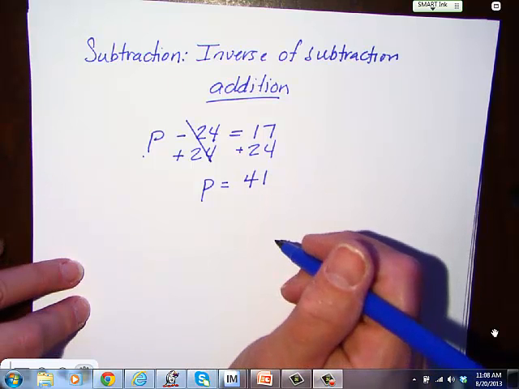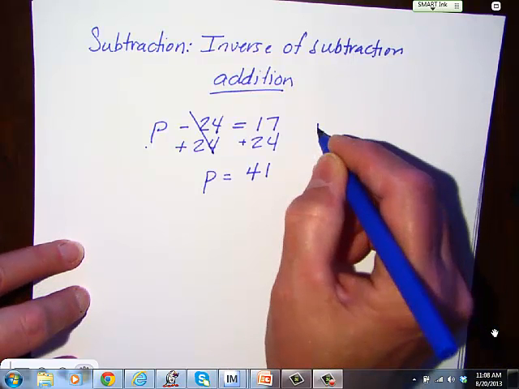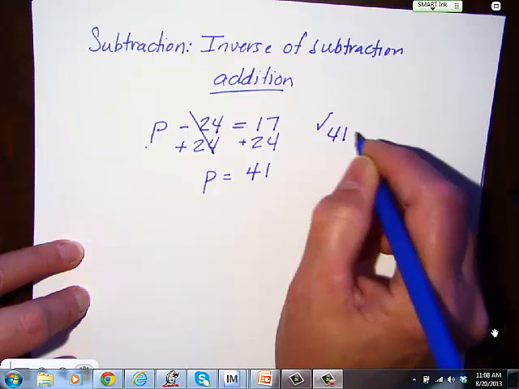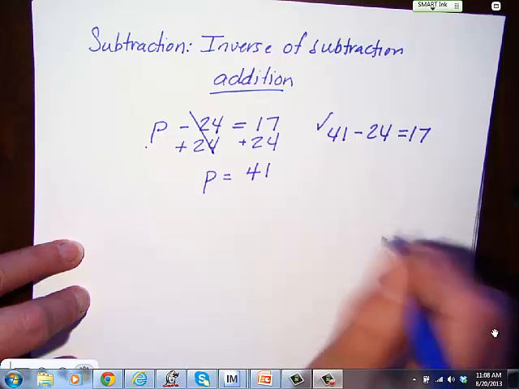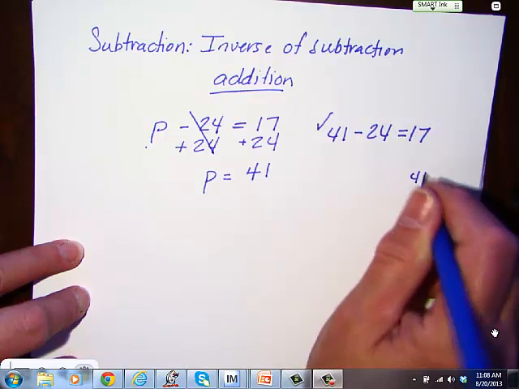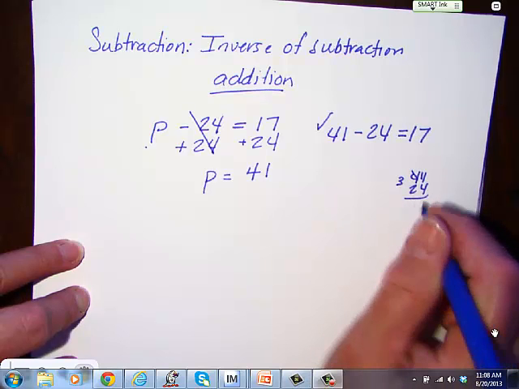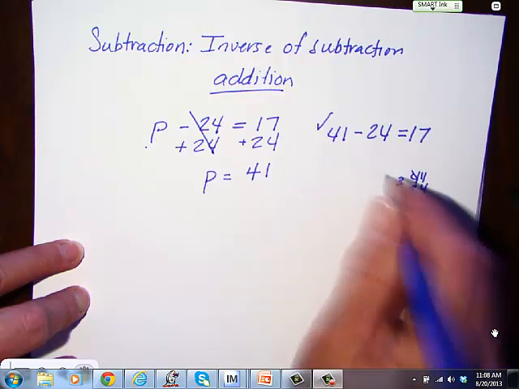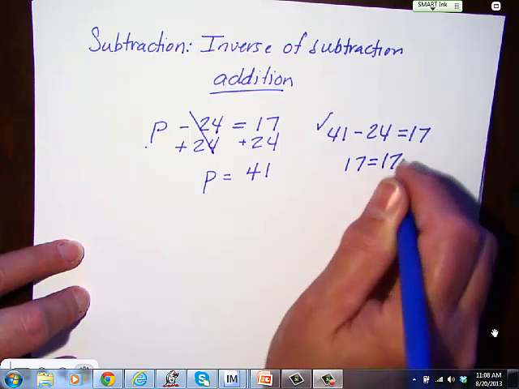Now, if we look over here, we can go ahead and do our check on the right hand and say, okay, 41 minus 24, does that indeed equal 17? Do the math over here. 41 minus 24: 4 from 1 is a 3 after borrowing. 4 from 11 is 7, 2 from 3 is 1, and by golly, 17 does equal 17. Check.